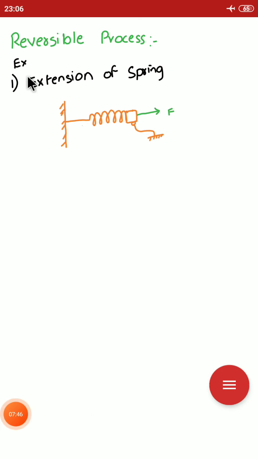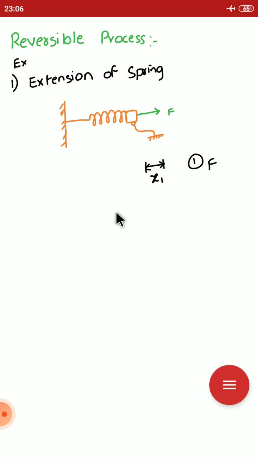This is the example for the reversible process: extension of the spring. This is the helical spring. When an appropriately varying force is applied on the helical spring, it will extend by a small amount. We will say x1 is the extension produced by applying the force in the first case.